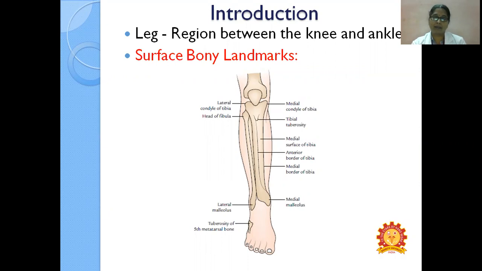Anteriorly, we have a tibial tuberosity. From the tibial tuberosity, there is a sharp border called the anterior border of the tibia, which is otherwise called shin. We also have, in the fibula, the head of the fibula. Near the ankle joint, we have two bony elevations, that is the medial malleolus and the lateral malleolus.